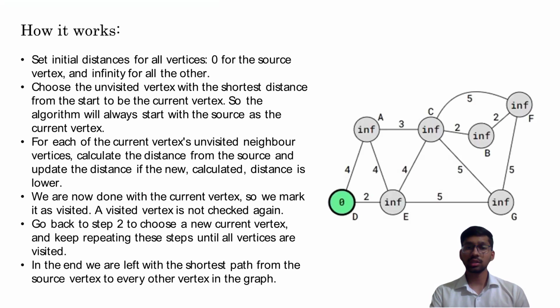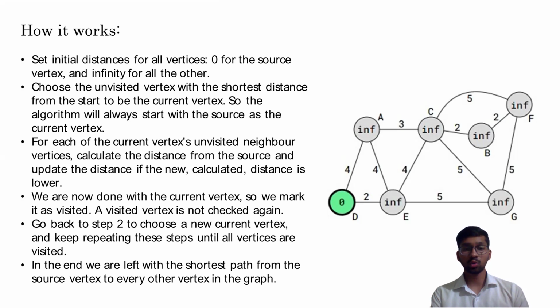Set initial distances for all vertices, 0 for the source vertex and infinity for all the others. Choose the unvisited vertex with the shortest distance from the start to be the current vertex. So the algorithm will always start with the source as the current vertex. For each of the current vertex's unvisited neighbor vertices, calculate the distance from the source and update the distance if the new calculated distance is lower. We are now done with the current vertex, so we mark it as visited. A visited vertex is not checked again.